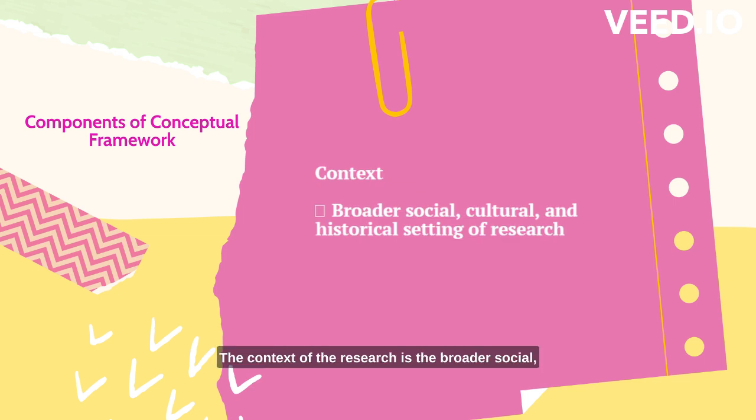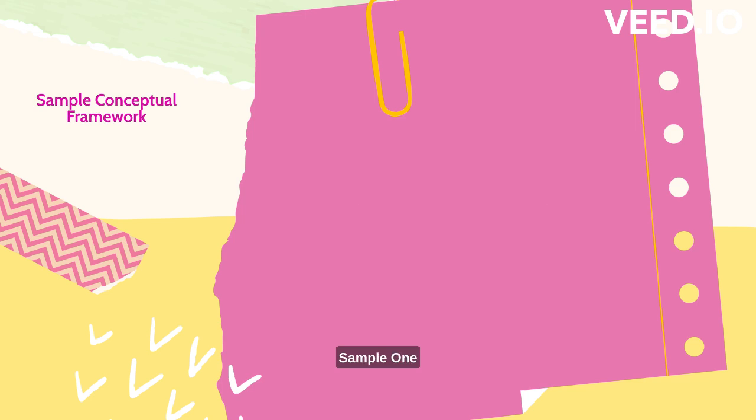Context. The context of the research is the broader social, cultural, and historical setting in which the research is taking place. It is essential to consider the context because it can affect the interpretation of the research findings. Sample conceptual framework. Sample 1.